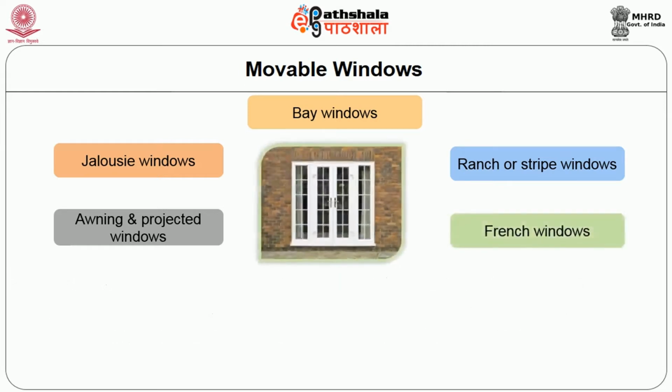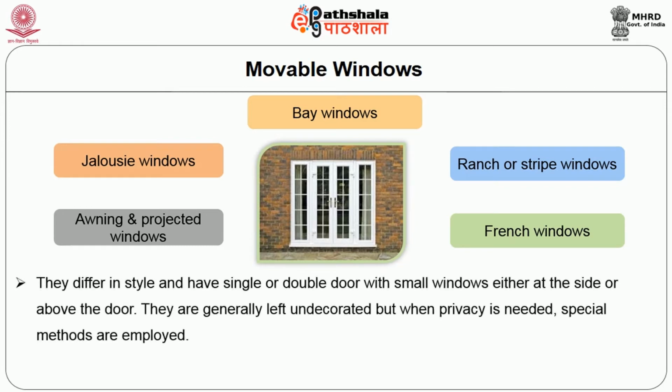French windows are made of glass doors that open like casement, often into the yard or terrace, and they differ in style and have single or double door with small windows either at the side or above the door. They are generally left undecorated, but when privacy is needed, special methods are employed.